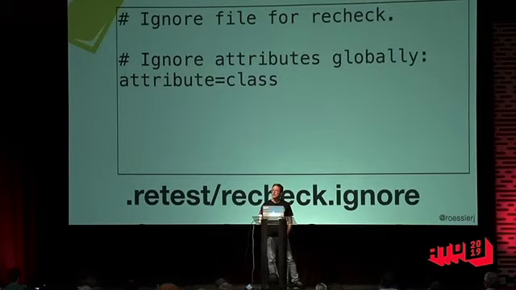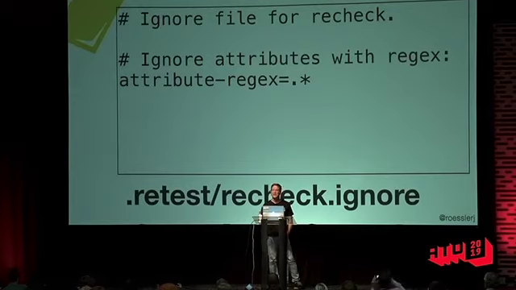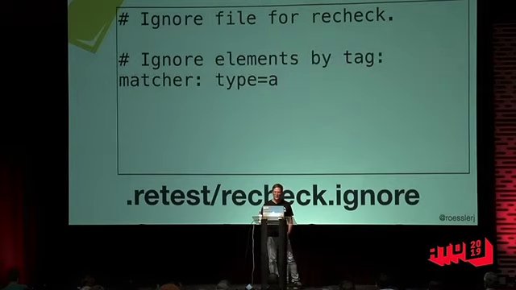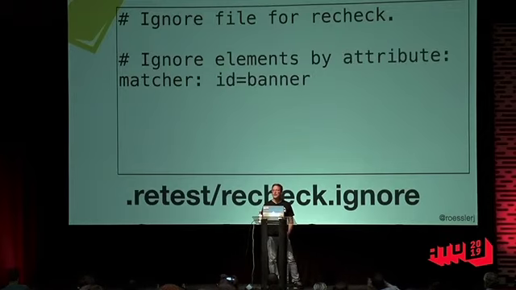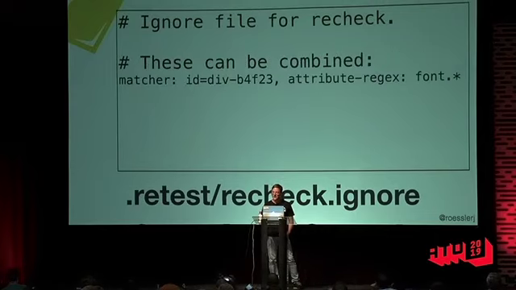So you can, for instance, ignore attributes on a global level. You can ignore the class attribute. Or you can specify regexes. So you can say everything that starts with data, I want to ignore. That regex specifically ignores everything, which is, again, not what you want to do. Then you can ignore specific elements. So you can say, I don't care about links, or I don't care about iframes, or specific elements within your DOM. And you can identify individual elements by their ID, by their class, by their XPath. And then you can combine that. So you can say, okay, for the element with the ID div, whatever, I want to ignore the font.